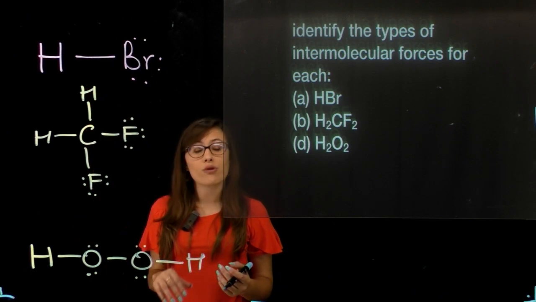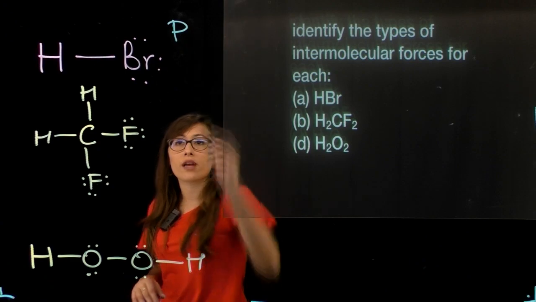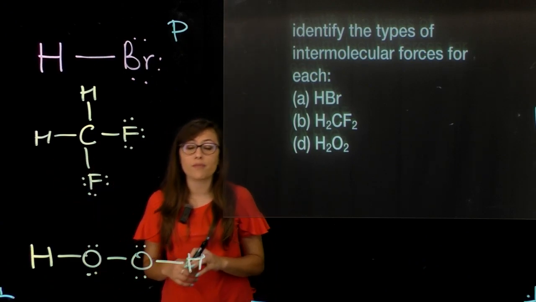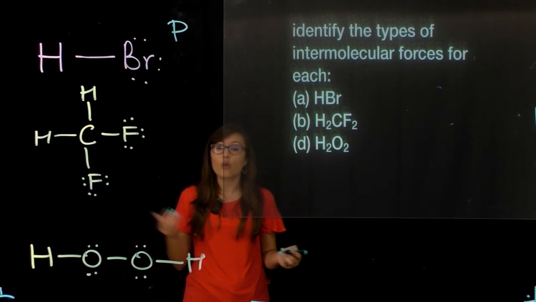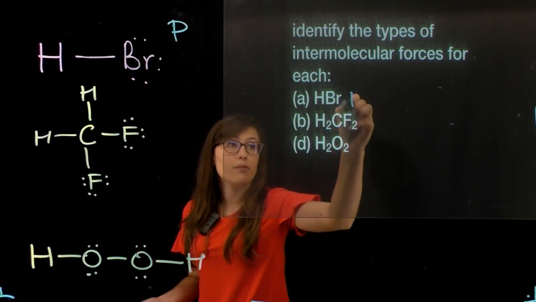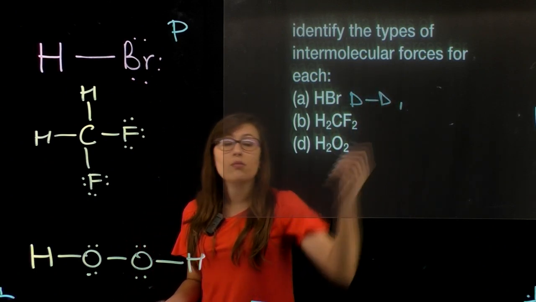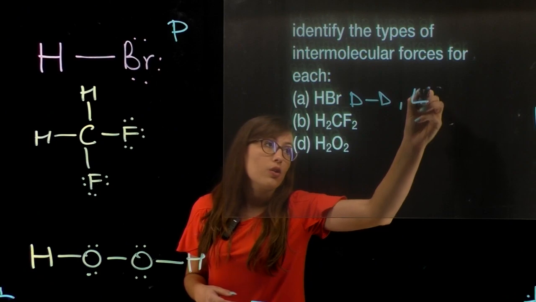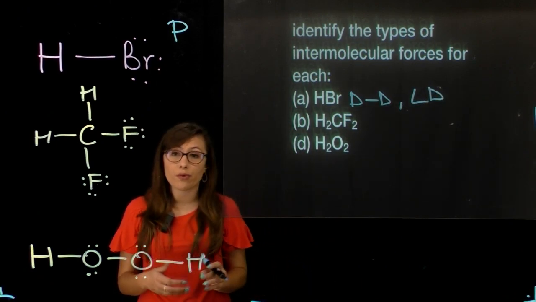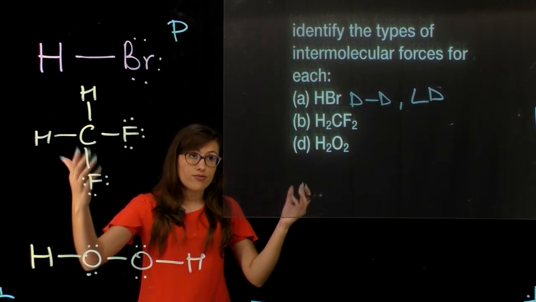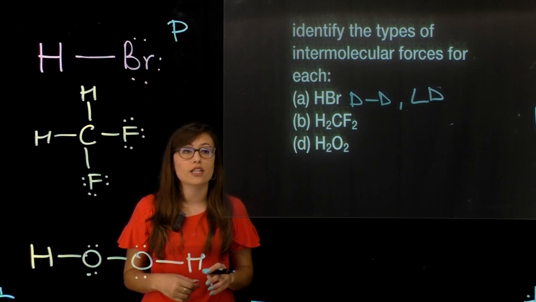So in the case of hydrogen bromide, this is a polar molecule, as we previously stated in the previous problem. So since it's a polar molecule, we know we're going to have our dipole-dipole interaction, and we're going to have London dispersion. Remember, London dispersion is always present. Well, since we've done that one, let's go on ahead to the next one.